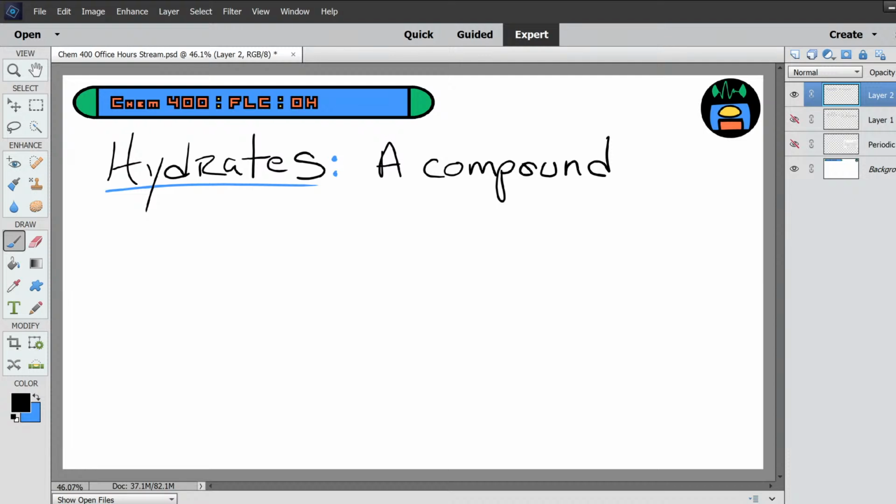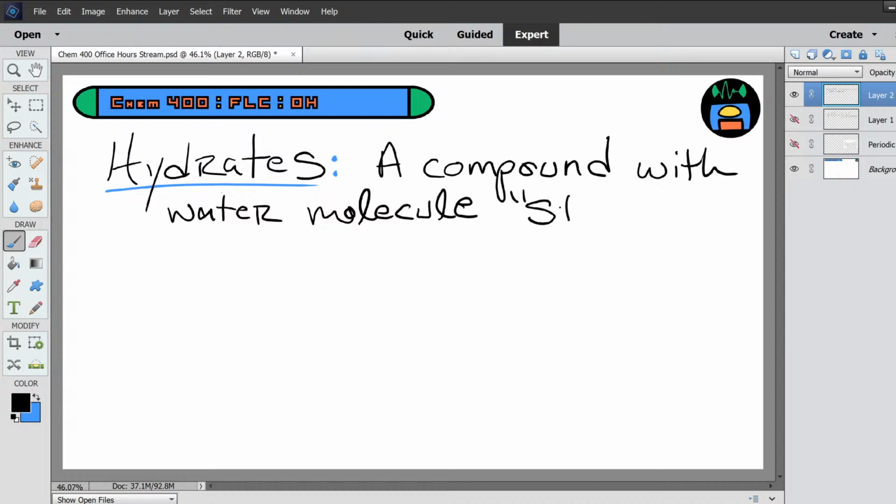So it's a compound with water molecules essentially stuck on it. For example, calcium chloride. This happens with compounds that are very hygroscopic. That is a word that means they absorb water. They have strong attractions to water.